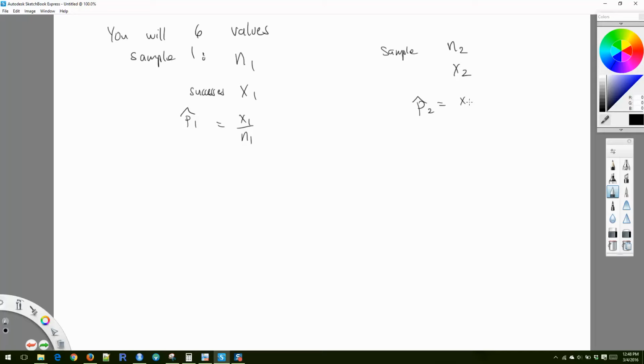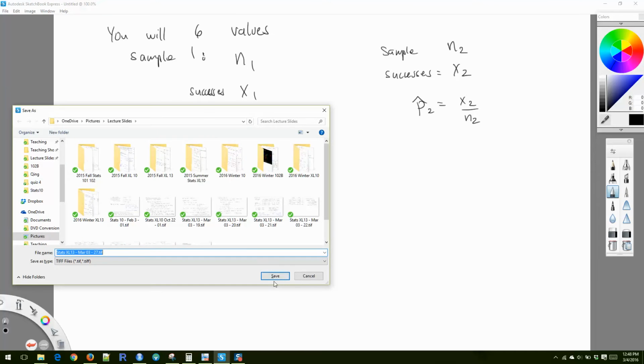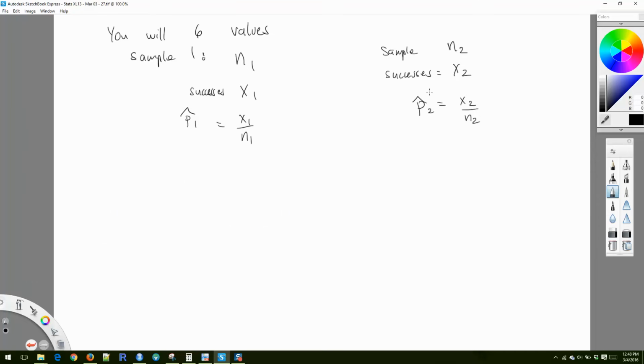That is x2 over n2. Now, in our example, I gave you the p hat, and you had to get your x. In other problems, they might give you the x, and you have to get the p hat. So really, you do need these 6 values, except they might only give you 4 of them and expect you to figure out the other 2 on your own. But we could do that, right?